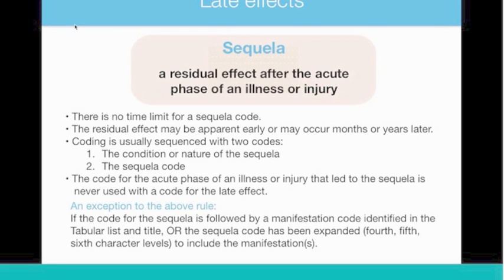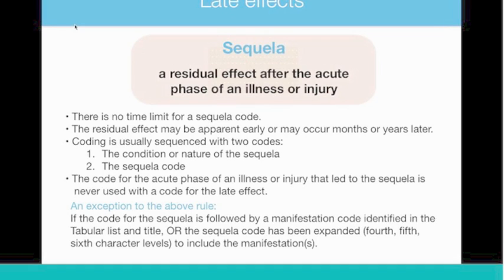When it comes to sequela, which is also known as a late effect, it's a residual effect after the acute phase of an illness or injury. There's no time limit for a sequela code, and the residual effect from the sequela could occur within days, months, or years. It's usually sequenced with two codes: the condition or the nature of the sequela, followed by the actual sequela code.